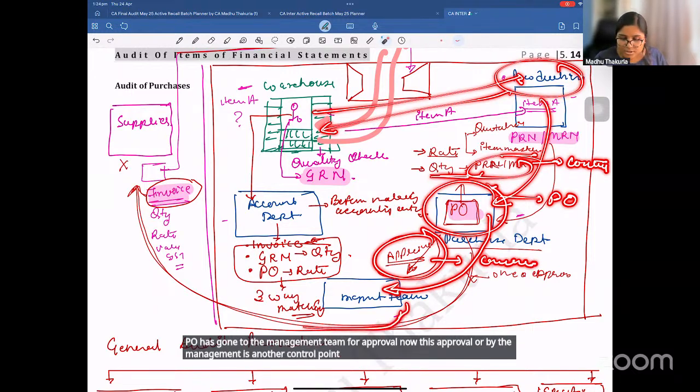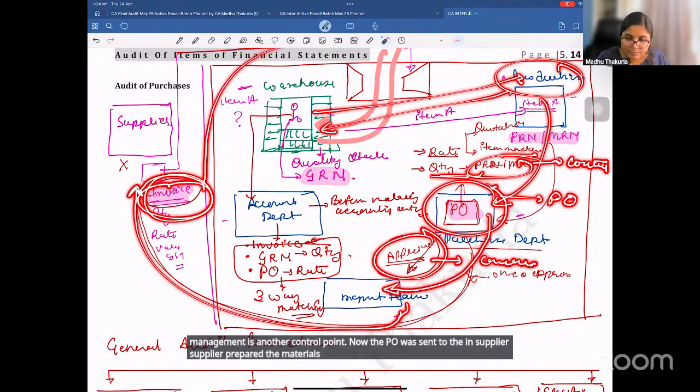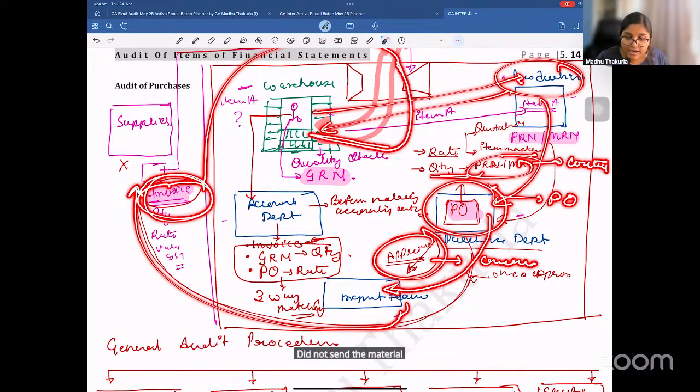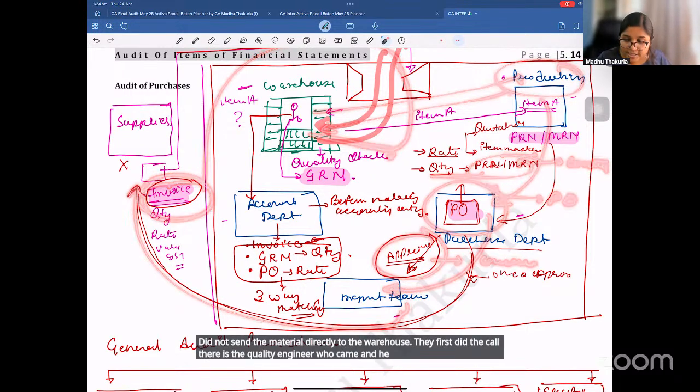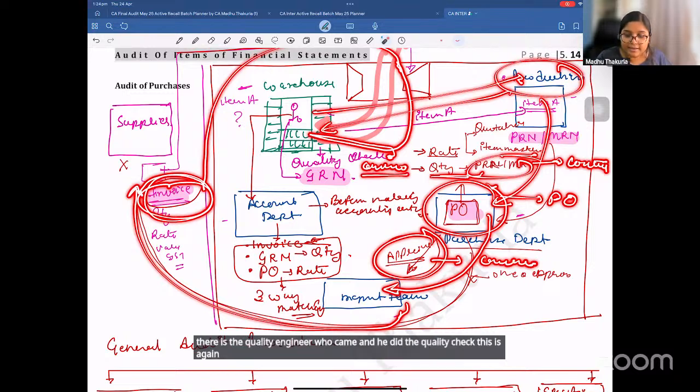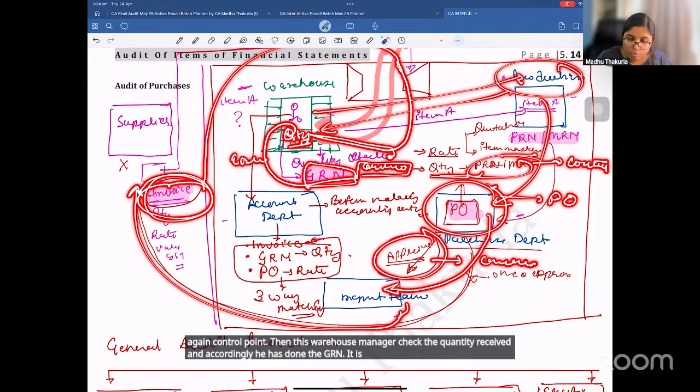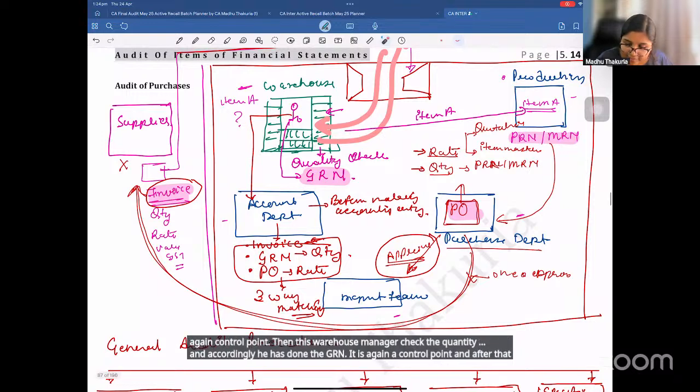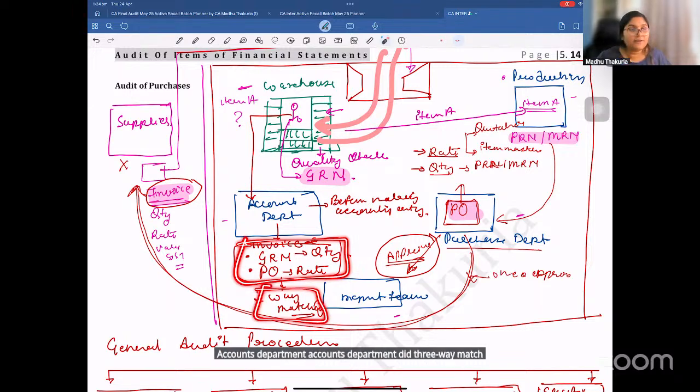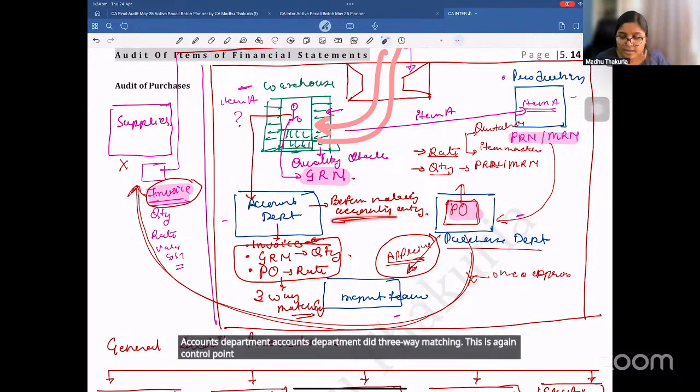Now the PO was sent to the supplier. The supplier prepared the materials, gave the invoice, and it came to the factory gate. The factory gate did not send the material directly to the warehouse. The quality engineer came and did the quality check. This is again a control point. Then the warehouse manager checked the quantity received and accordingly did the GRN. It is again a control point. After that, he sent everything to the accounts department. The accounts department did three-way matching. This is again a control point, and only then was the accounting entry made.